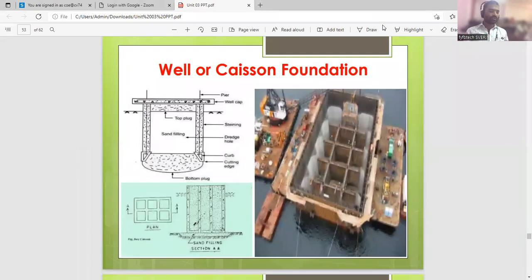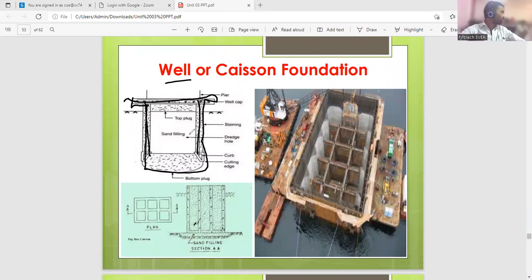See, this is the foundation. First of all, in the ship they will go to the water, and there is a box. This is a box-like structure. This is called a well foundation. They will go in and they will immerse it in the ground. Afterwards they will remove the cap and people will go inside. Whatever water is there inside, they will remove.